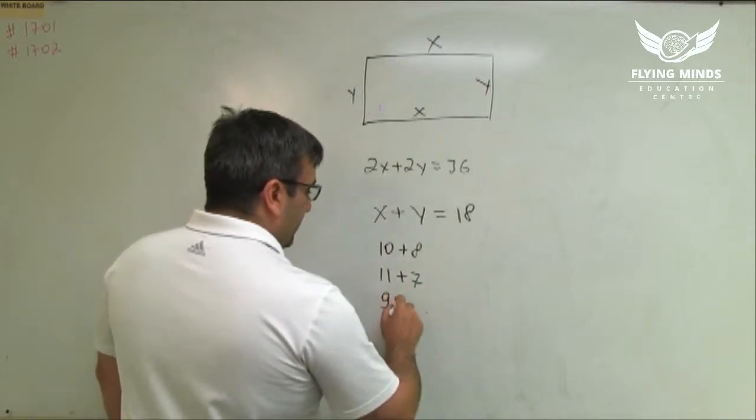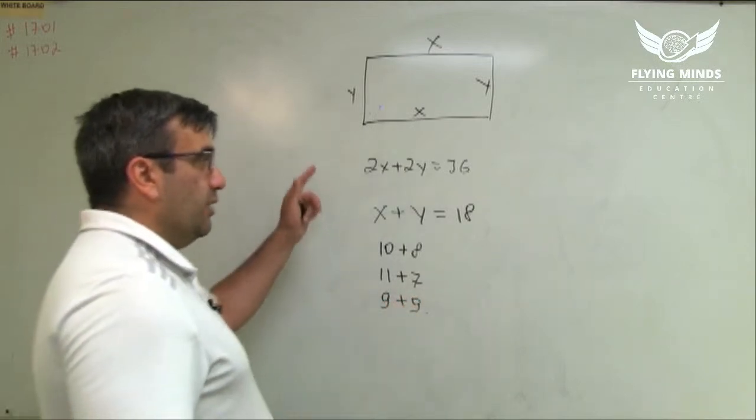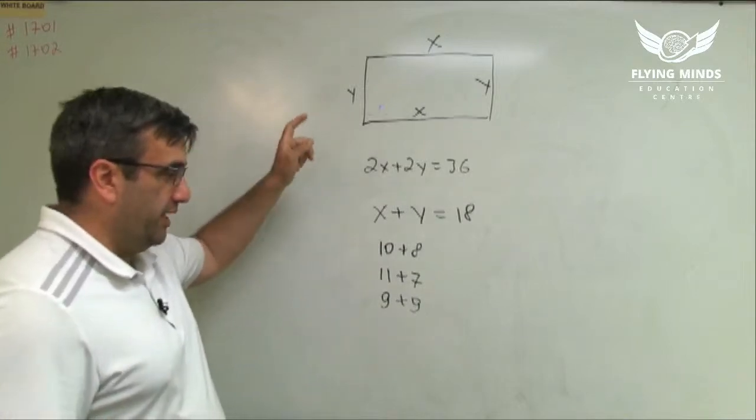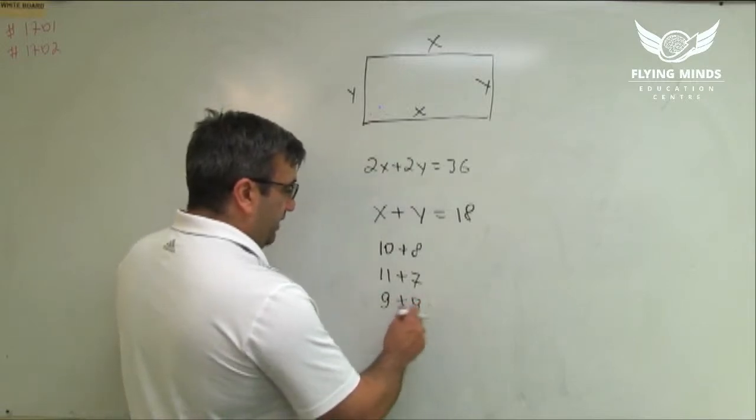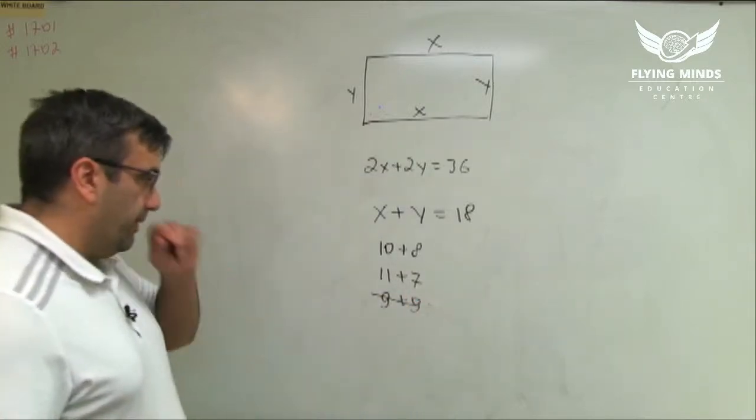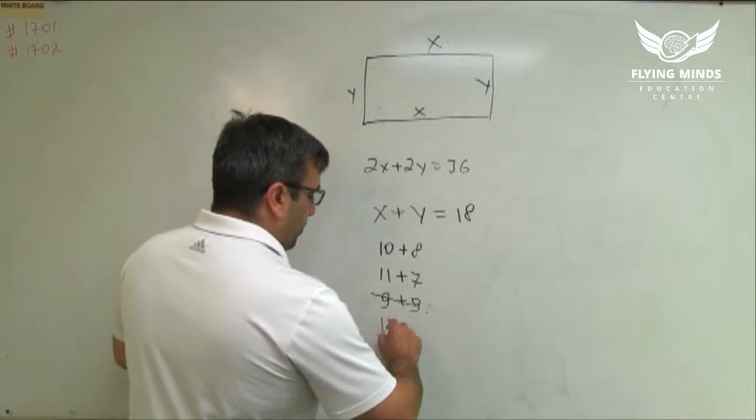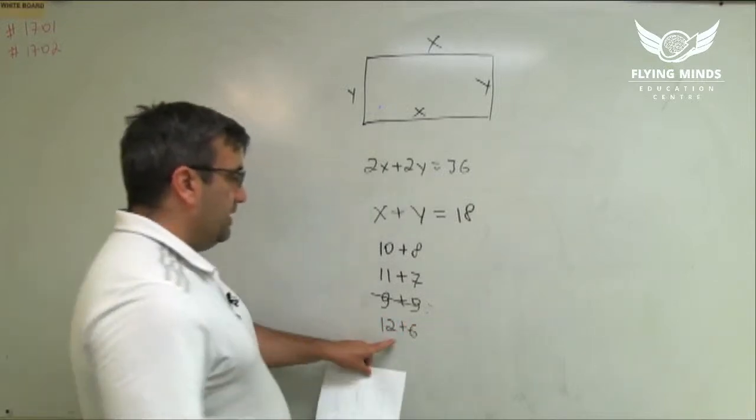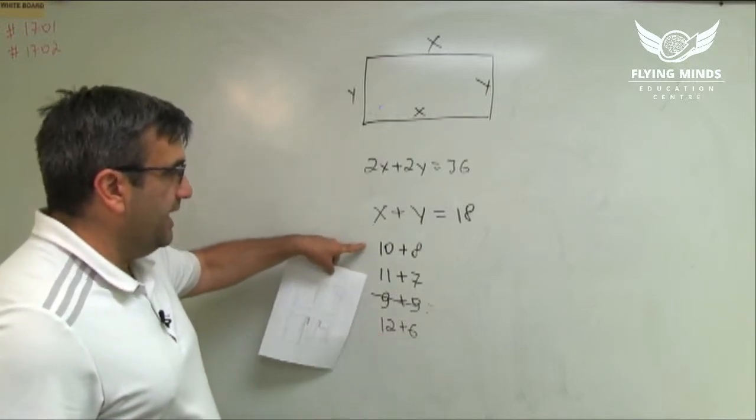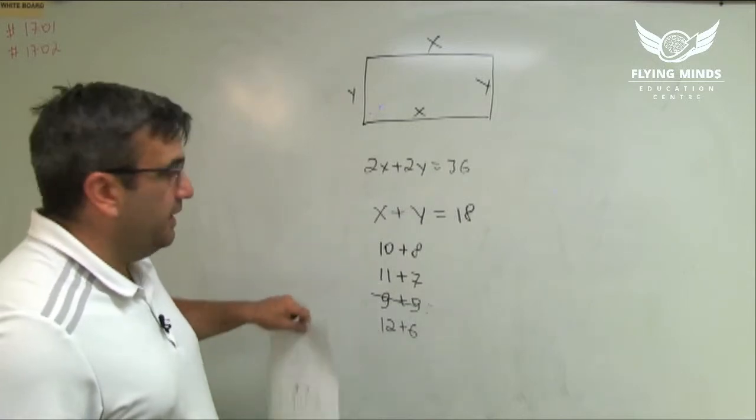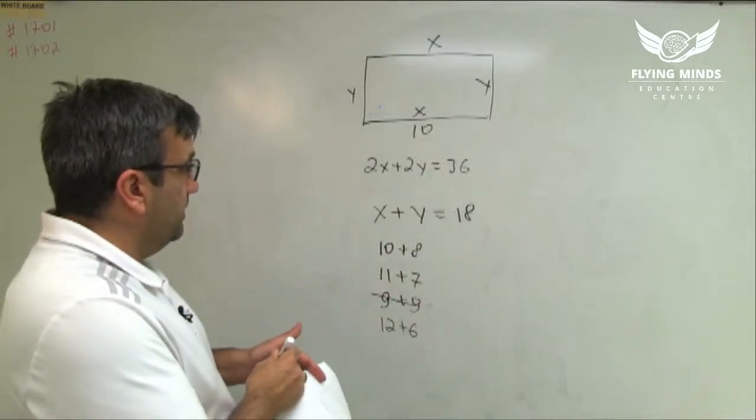And 9 plus 9. But we're given that this is a rectangular ring, right? So 9 plus 9 we can't have, even if it gives us the biggest area, right? It should be a rectangular ring, right? 12 plus 6. So this will be 72, 77, and 80, right? So the length of this ring should be 10, right?